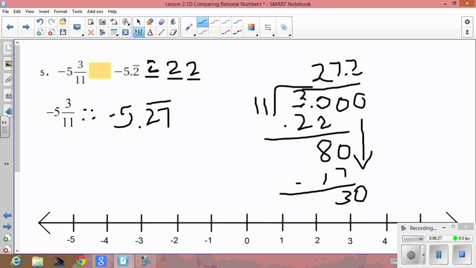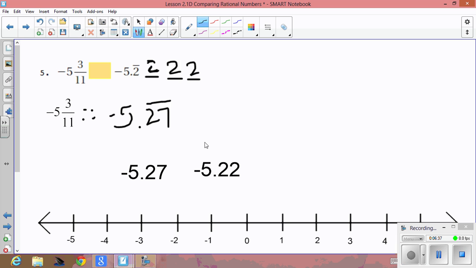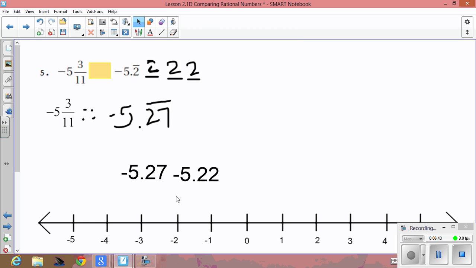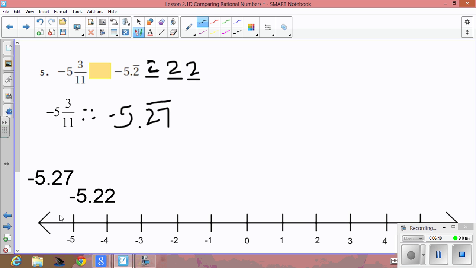So what I want to take a look at at this point are the numbers closer to 0. If I take these two numbers and place them on the number line, 5 and 22 hundredths is just a little greater than 5. So we'll move these numbers down here towards negative 5 on the number line. And 5 and 22 hundredths is right about here.